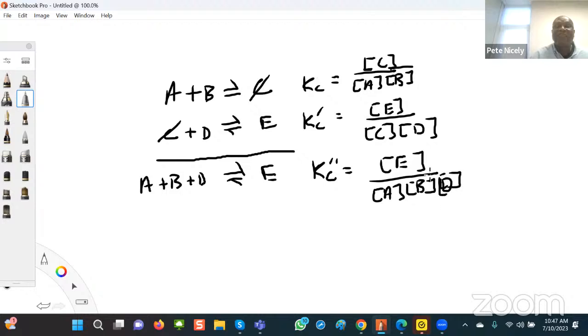All right. So my question to you is this: based on these three different Kc expressions, what would be the relationship between Kc double prime, Kc prime, and Kc? Anybody? What would be the relationship between Kc, Kc prime, and Kc double prime?